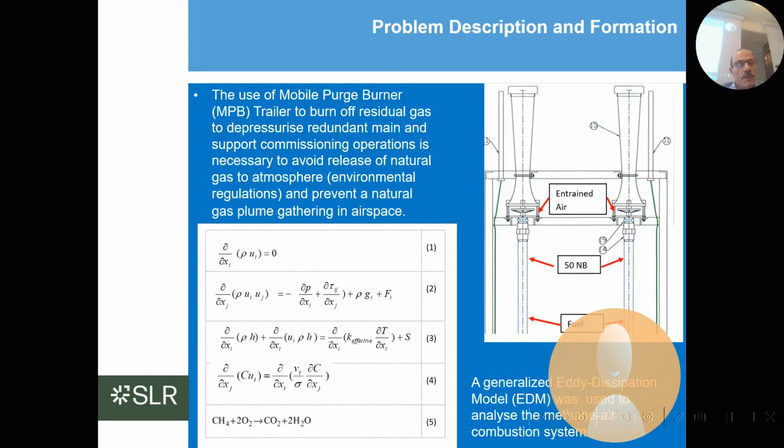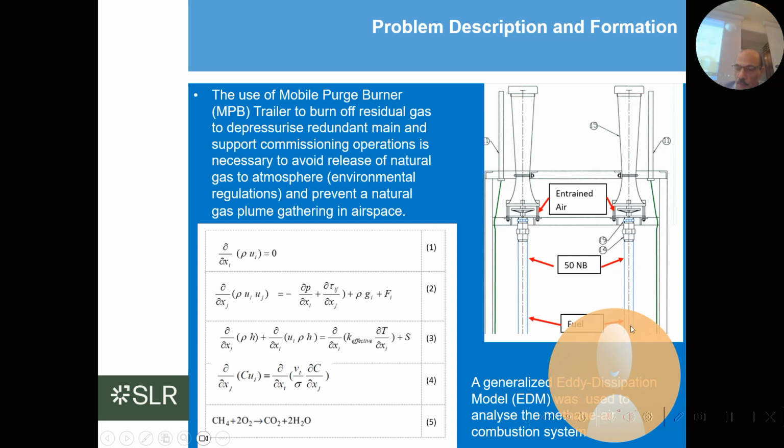A mobile purge burner trailer is used to burn off residual gas near Sydney Airport. This was part of the realignment of gas pipelines due to a new infrastructure project. This process is important to avoid release of natural gas to the atmosphere. It's an environmental regulation and prevents a natural gas plume gathering in airspace. And the system consists of twin stacks.